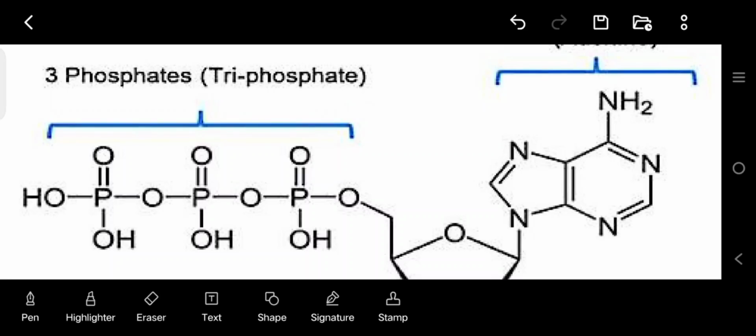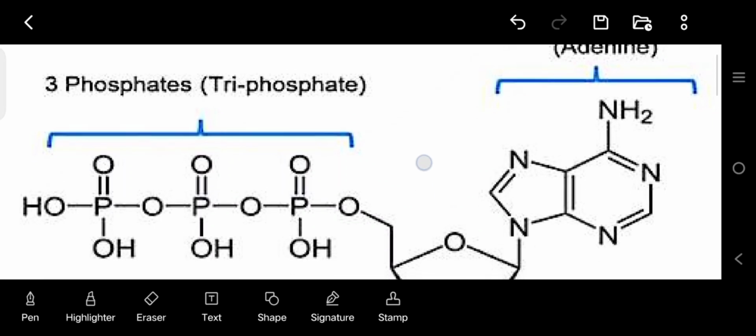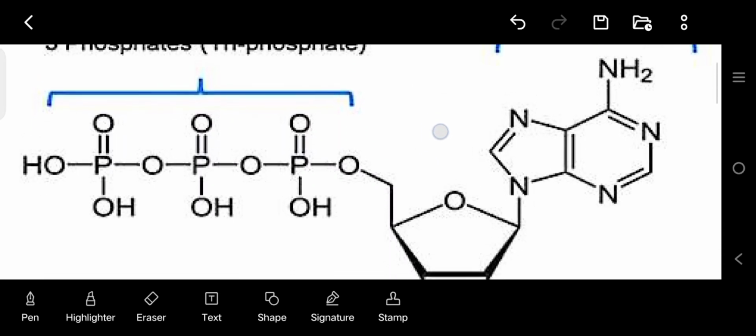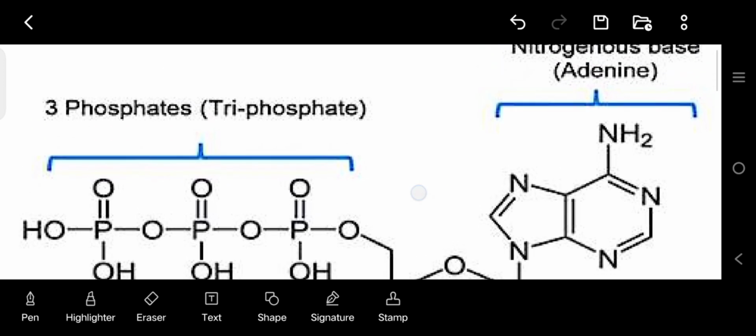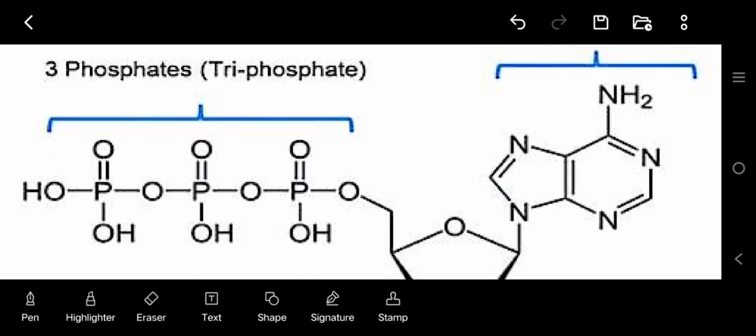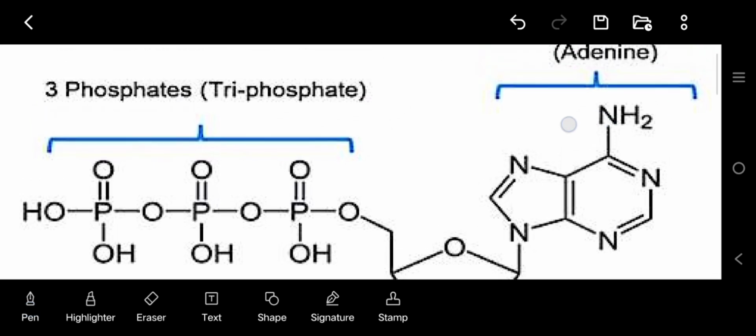In this video, I am going to talk about the structure of ATP. So ATP is made up of three components. First is the nitrogenous base, which in the case of ATP is an adenine. So adenine is a double ringed structure.